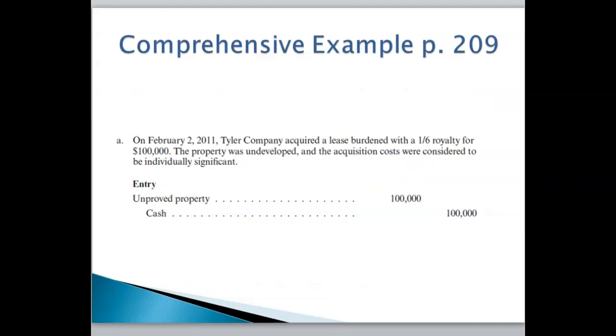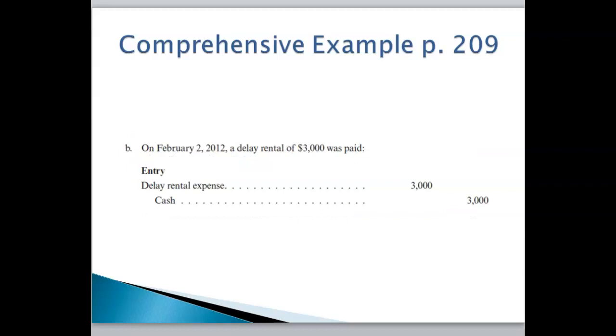Now we're going to look at a comprehensive example. You can find this on page 209. On February 2nd, Tyler Company acquired a lease burdened with a 1/6 royalty for $100,000. The property was undeveloped and the acquisition costs were considered to be individually significant. So we're going to debit unproved property for $100,000 and credit cash. On February 2nd, a delay rental of $3,000 was paid, so we're going to debit delay rental expense of $3,000.